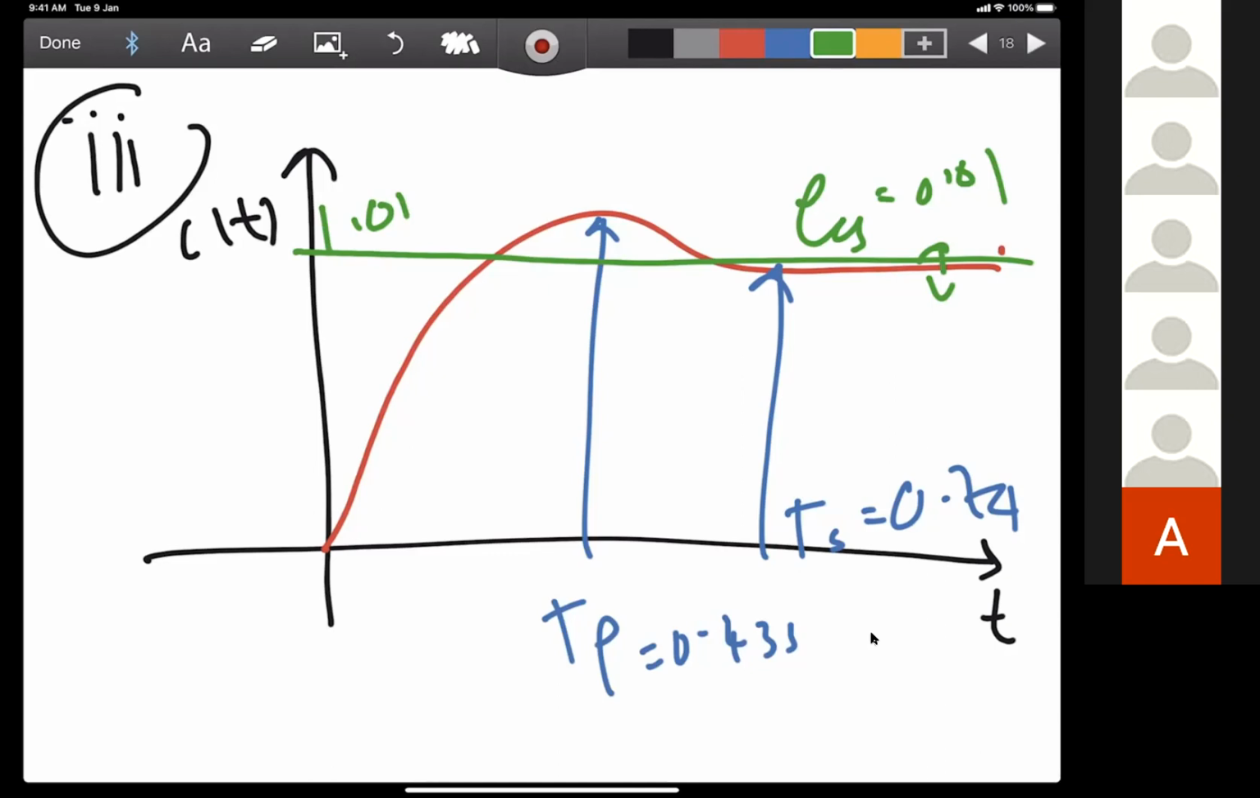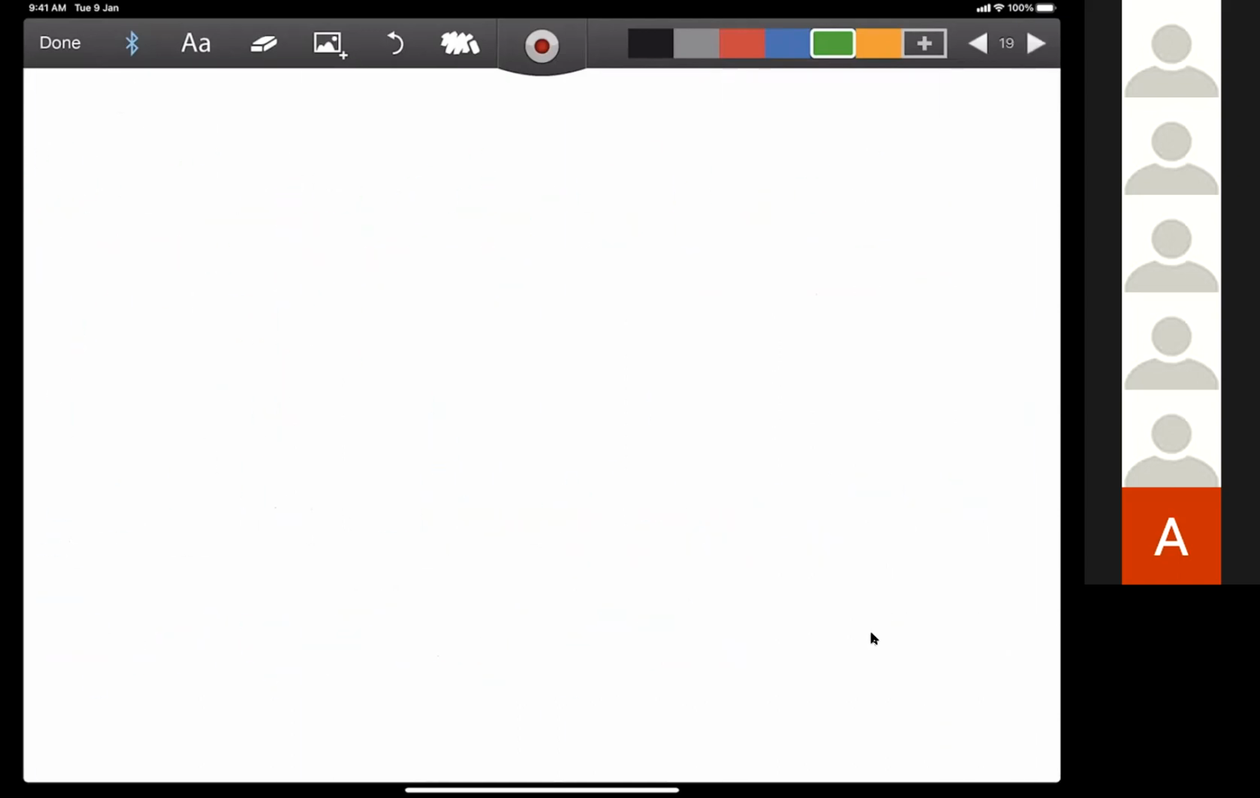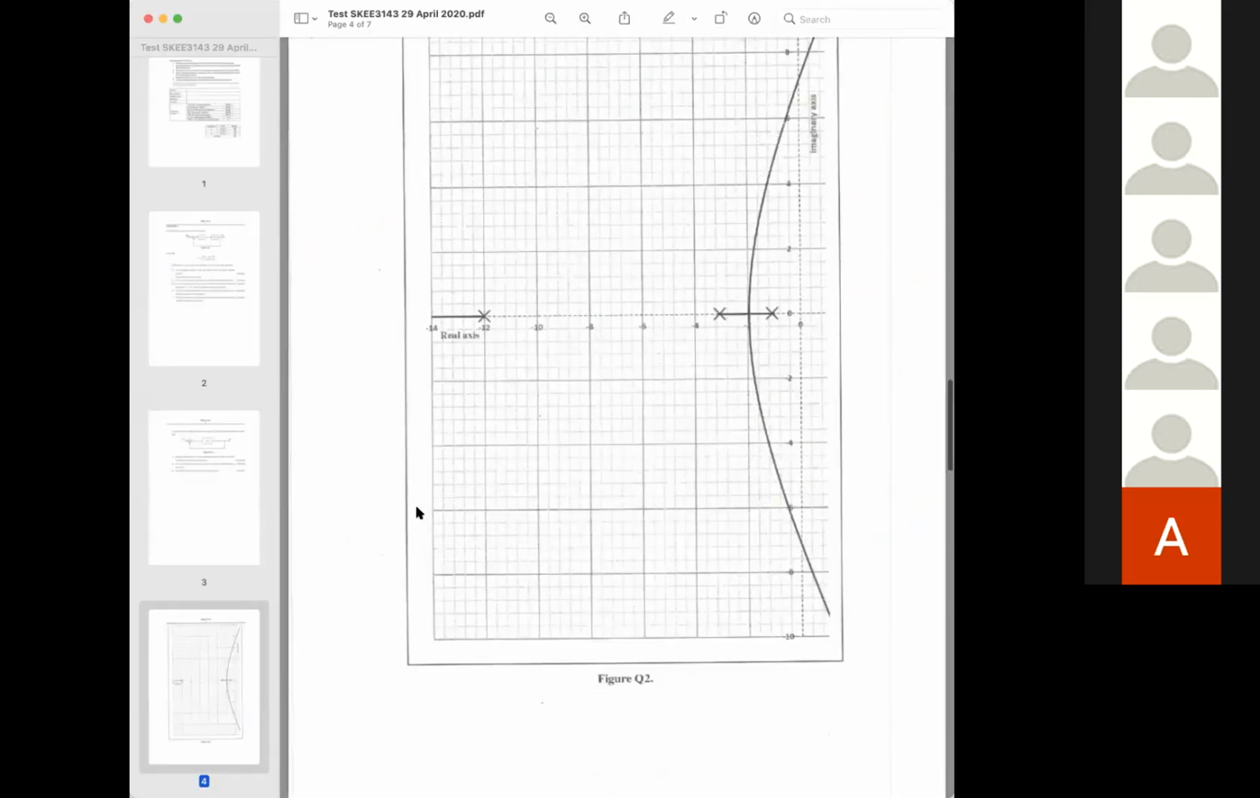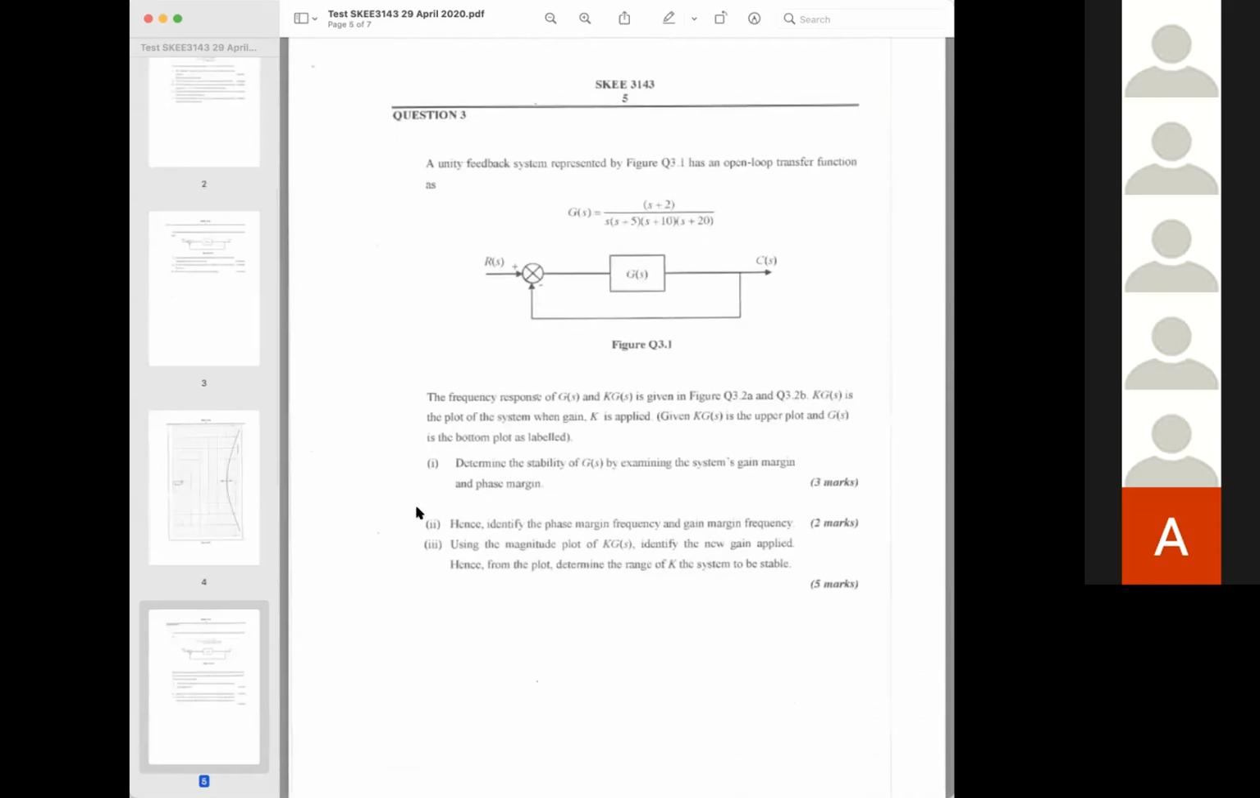Okay, Umar, read question number 3. Question 3. Sure. A unity feedback system represented by figure 3.1 has an open loop transfer function of (s plus 2) over s(s plus 5)(s plus 10)(s plus 20). So the frequency response of GS and KGS is given in figure Q3.2a and Q3.2b.